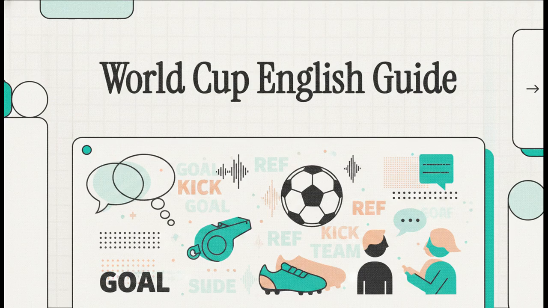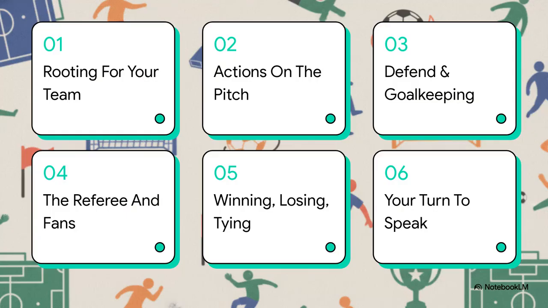Let's get started. Okay, here is our game plan for today. We have 6 parts. 1, rooting for your team. 2, actions on the pitch. 3, defending and goalkeeping. 4, the referee and fans. 5, winning, losing, and tying. And 6, your turn to speak.